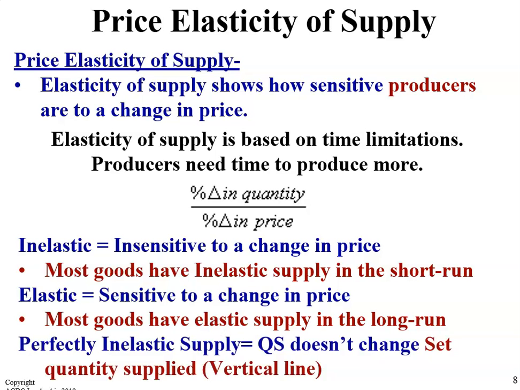Perfectly inelastic supply means the quantity supplied does not change. There's a set quantity supplied, so this would be represented by a vertical line.